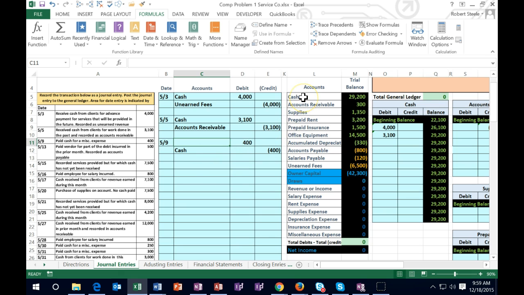Now, where are the expenses? We have assets, then we have liabilities, then we have equity, and we have revenue, and then we have expenses down here. So expenses are at the bottom, and we're going to put miscellaneous expense at the bottom in this case. So here we have miscellaneous expense.